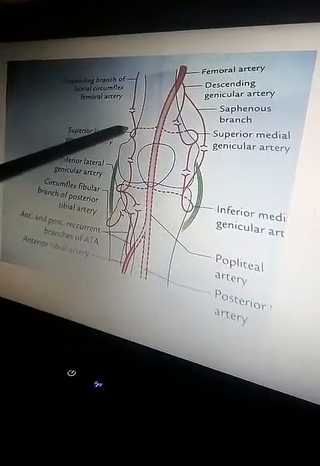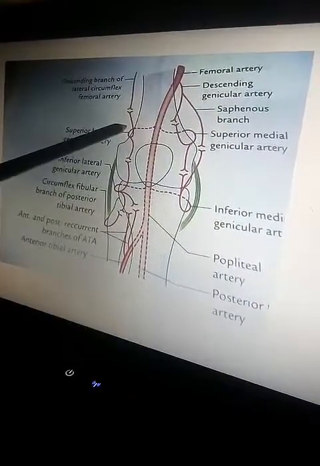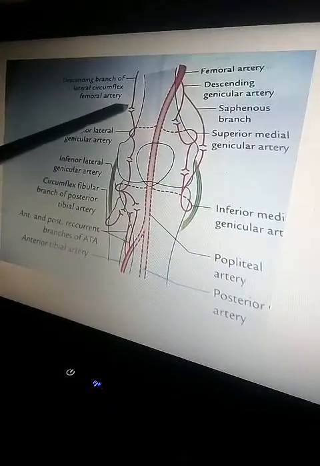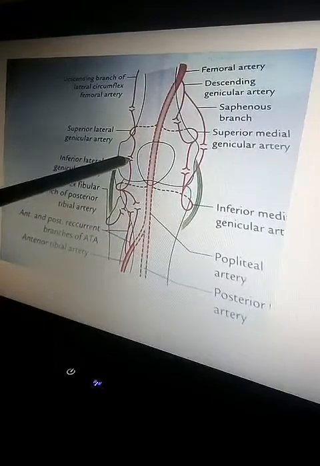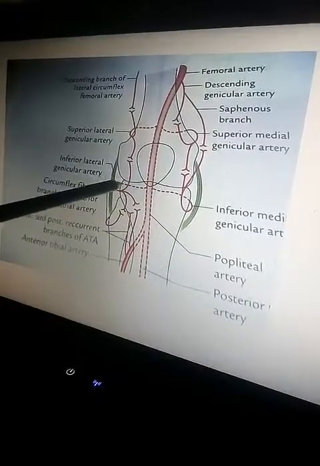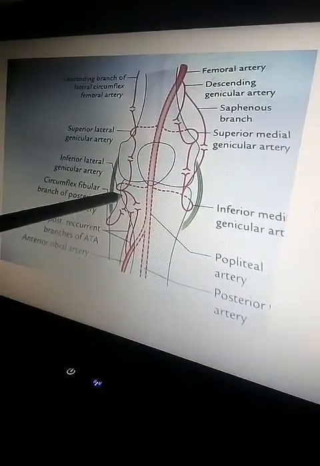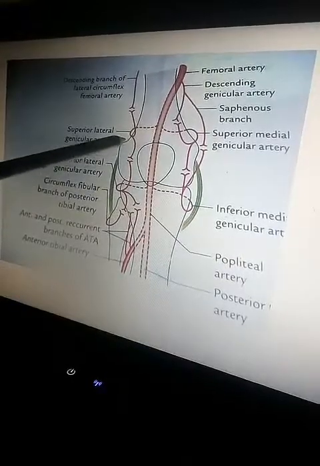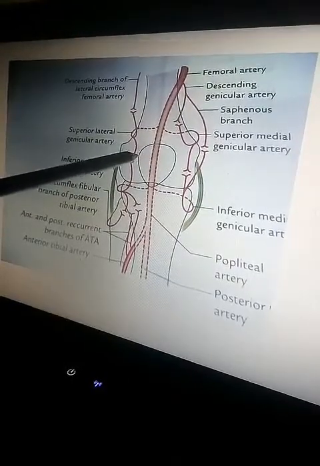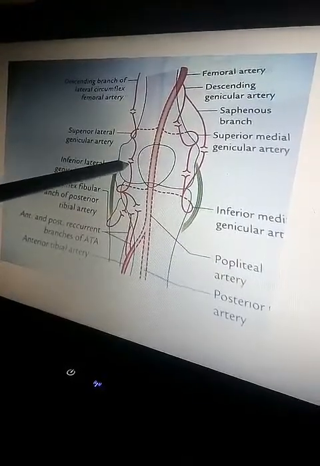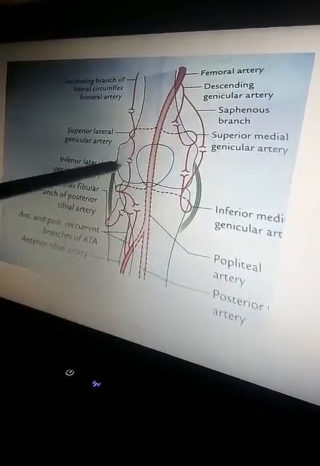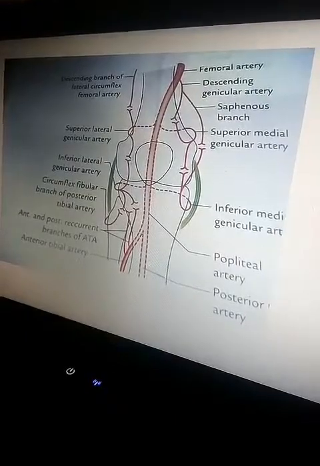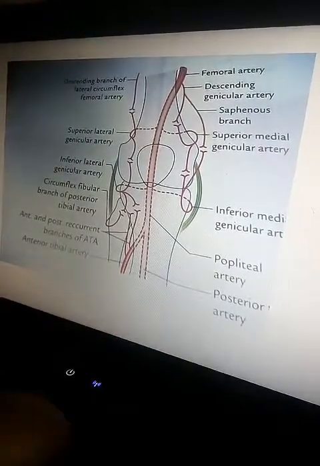Now, superior lateral genicular artery anastomoses with the descending branch of the lateral circumflex femoral artery and inferior lateral genicular artery. Now, this inferior lateral genicular artery anastomoses with the superior lateral genicular artery, anterior and posterior recurrent branches of the anterior tibial artery and circumflex fibular branch of the posterior tibial artery. So that is the genicular anastomosis.